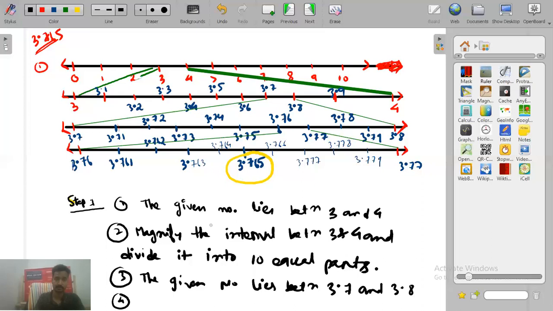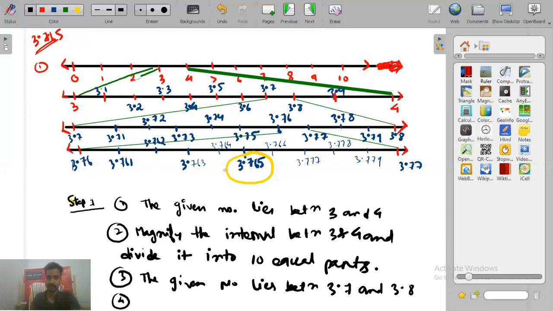Now, what will be the last step? The last step will be: 3.765 is the required number, and we have plotted this number. So the last step will be 3.765 is the fifth division in this magnification. Yes or no? Or we can write 3.765 is the required number. Just simply you can write in the last step: we have plotted 3.765 on the number line, and it is the required number. Okay, I think you can do this.